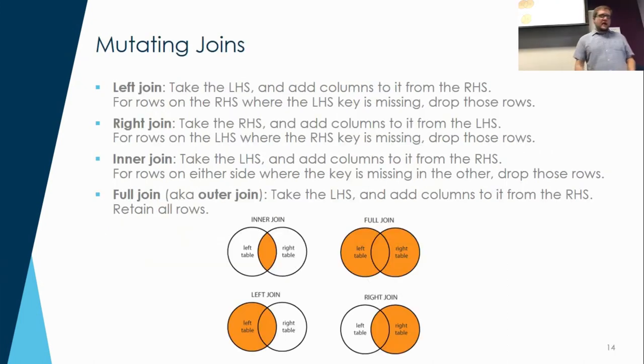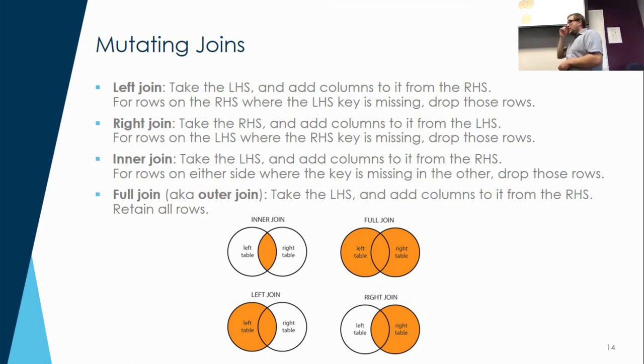Mutating joins are the main kind of join that you will do. We have left joins, right joins, inner joins, and full joins. Full joins are also called outer joins. You'll see that a lot, or sometimes full outer joins, same thing. A left join takes the left-hand side, adds columns from the right-hand side, and for rows on the right-hand side where the left-hand side key is missing, drops the rows.